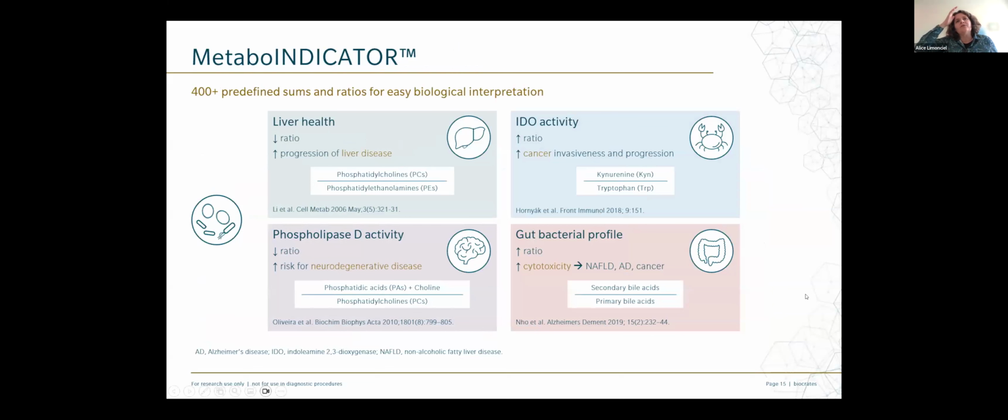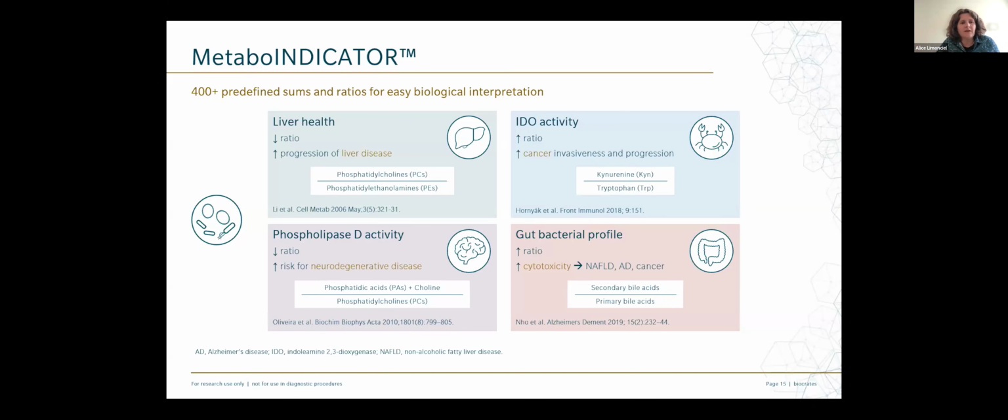And MetaboIndicator is a tool that, for each kit that we sell, automatically calculates sums and ratios of metabolites that give additional data points, but they're not just random ratios. For example, we don't calculate all the possible ratios. We calculate the ratios and the sums that have previously been used in the literature and in the field, because they were shown to bring some insights.